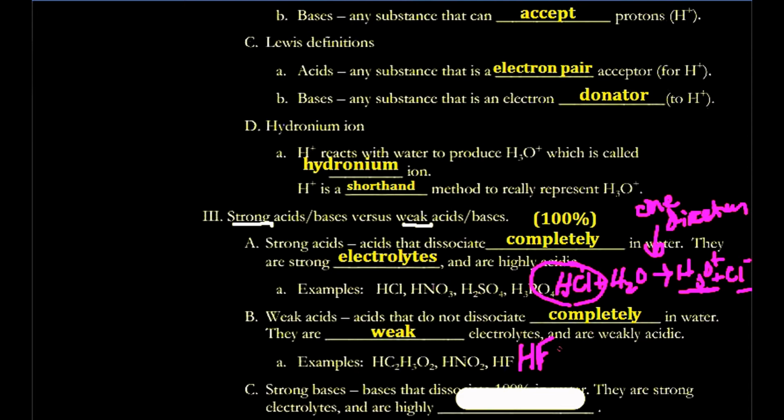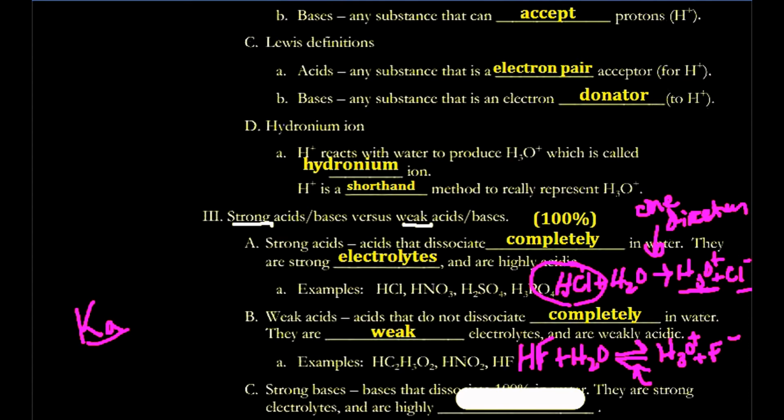Hydrogen fluoride, when it's put into water, will also make hydronium and fluoride ion. However, it does this in a reversible way, and so we will create an equilibrium situation with our dissociation, and we create what's called a Ka. Our Ka would be our equilibrium constant for an acid.